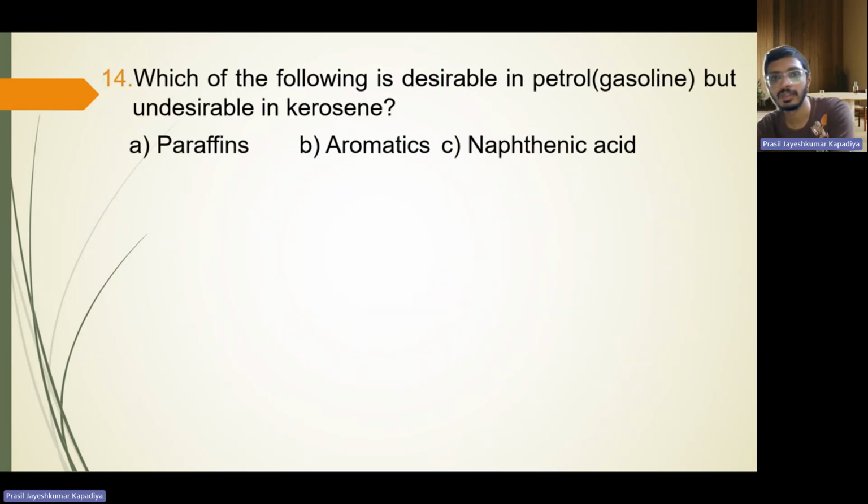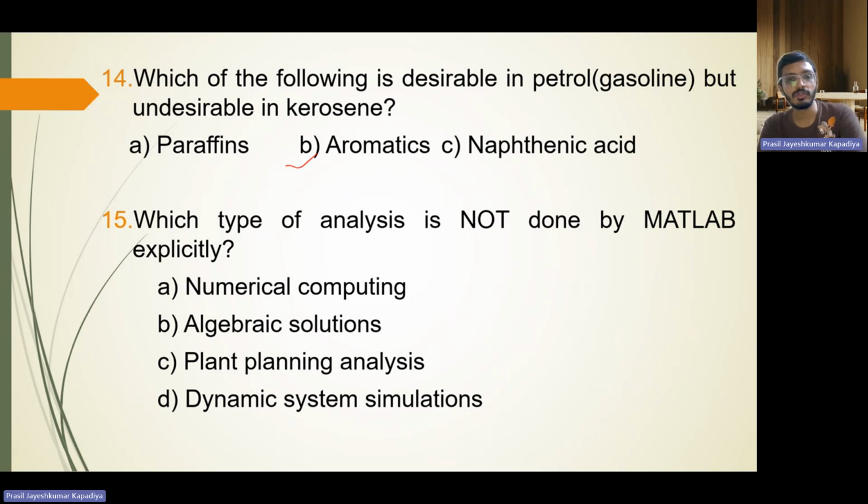Okay, next question. Which of the following is desirable in gasoline but undesirable in kerosene? The correct answer is B, aromatics. Aromatics are desirable in gasoline but undesirable in diesel and kerosene because of their low viscosity index. Next question: which of the analyses is not done by MATLAB explicitly? Numerical computing we are anyway doing from day one. Algebraic solutions we are also doing, plant planning analysis we can do, and dynamic system simulations we also did. So the correct answer is option C, that we can't do.